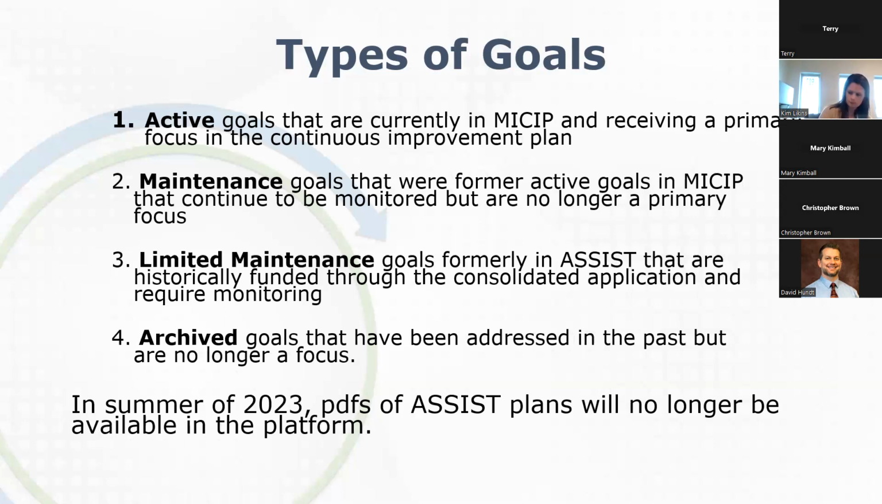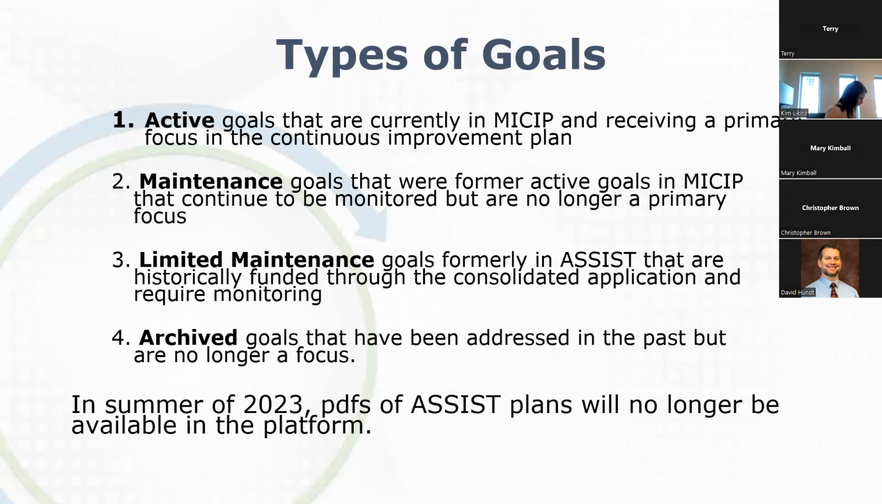The last goal is an archived goal. An archived goal is when an active goal has been achieved and you don't need to monitor it anymore. You can archive it. It's there as a reference to show that you've achieved that goal. That's great. An archived goal can also be an abandoned goal. You may want to abandon an active goal or a maintenance goal and say, this is no longer relevant to what we're doing in our district. We just want to archive it.